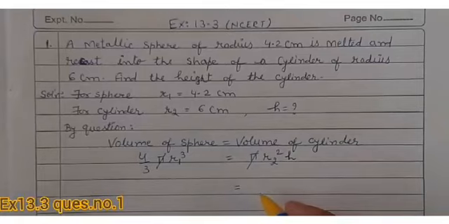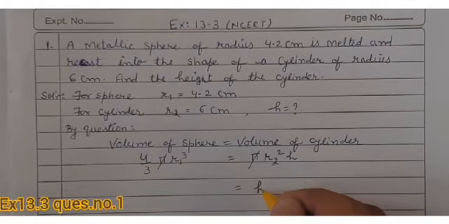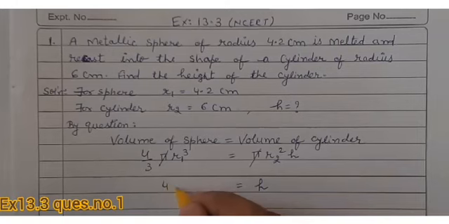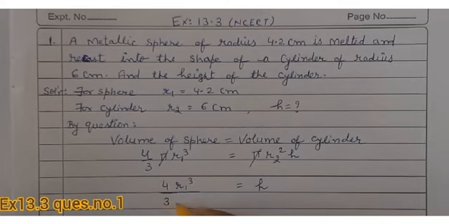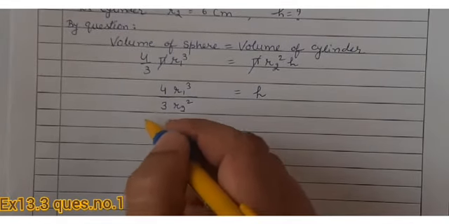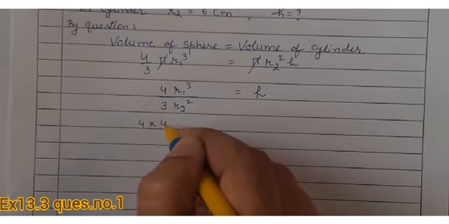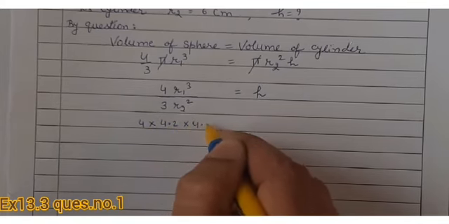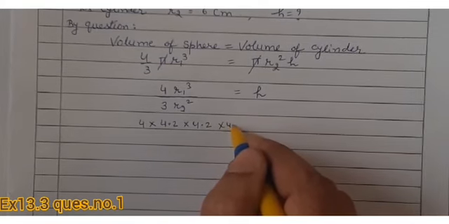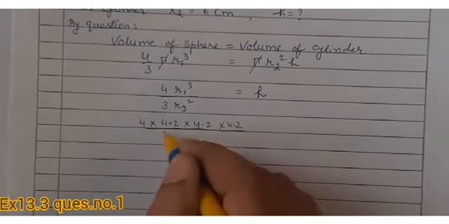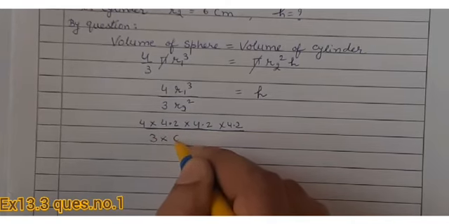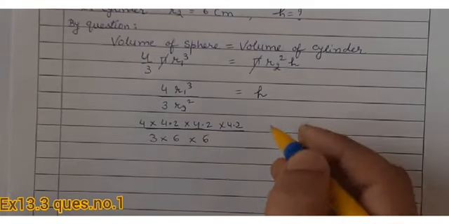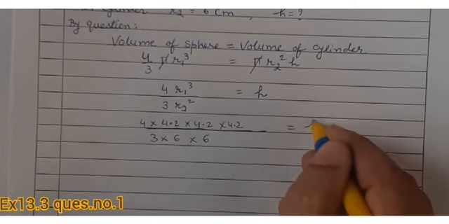h will be 4 r1 cube upon 3 r2 square. Now, see here, in 4 r1 cube, what is r1? 4.2 into 4.2 into 4.2 and upon 3. What is r2 square? 6 into 6. And this is equal to h.